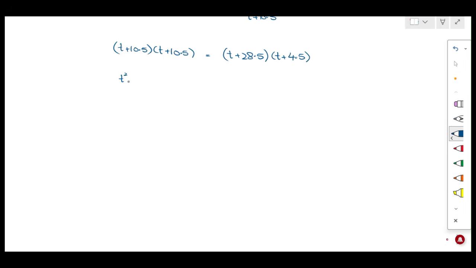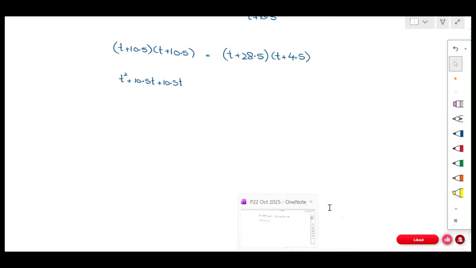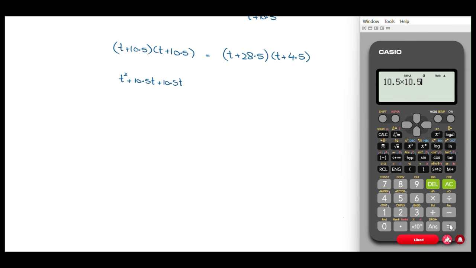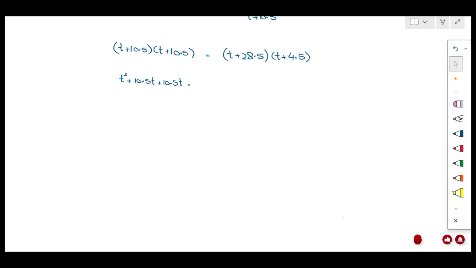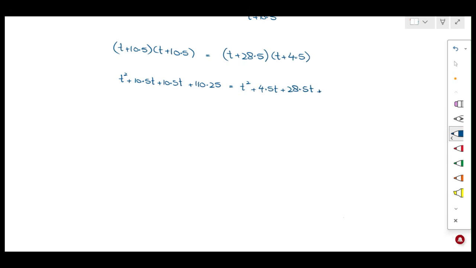Let me solve this. t times t is t squared, plus 10.5t, again 10.5t, and 10.5 times 10.5 is 110.25. On the other side, t times t is t squared, t times 4.5 is 4.5t, then 28.5t, and 28.5 times 4.5 is 128.25.